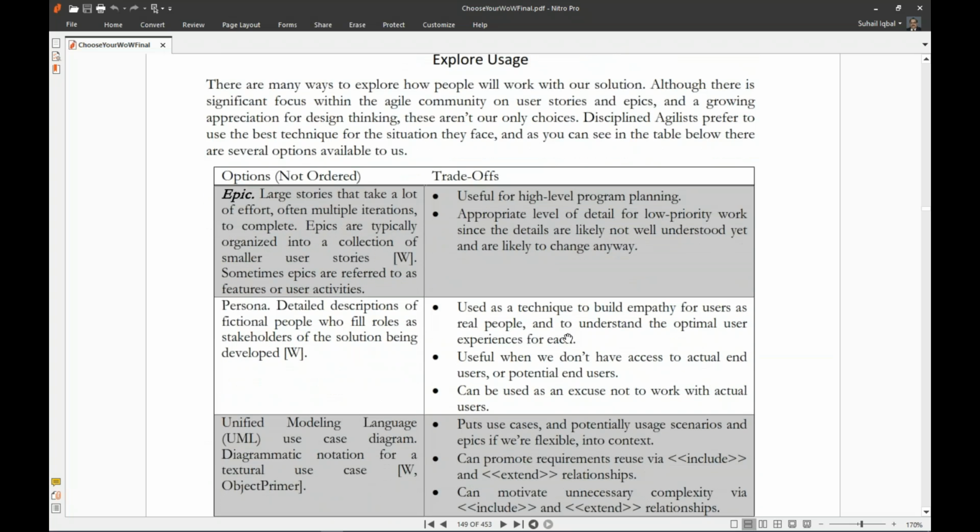Next is explore usage. There are many ways to explore how people will work with our solution. Although there is significant focus within the Agile community on user stories and epics and a growing appreciation for design thinking, they aren't our only choices. Disciplined Agilists prefer to use the best technique for the situation they face. And as you can see in the table below, there are several options available to us.